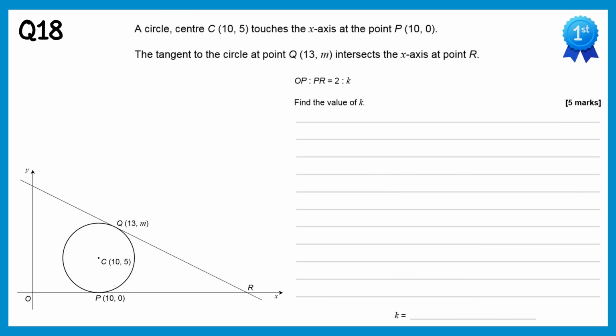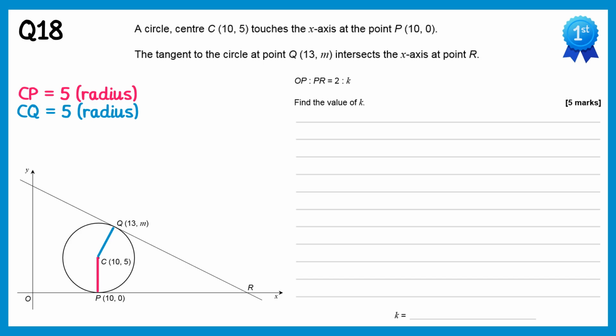I'm going to start this question by drawing on the line from C to P. If you look at the coordinates of these, you can see that the line has length 5, since it goes from 0 up to 5. So CP equals 5, and it's the radius of the circle. I'll now draw on the line C to Q. This is also the radius of the circle, so CQ must also have length 5.